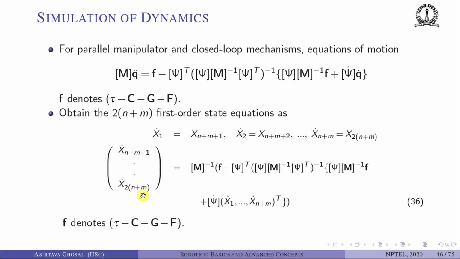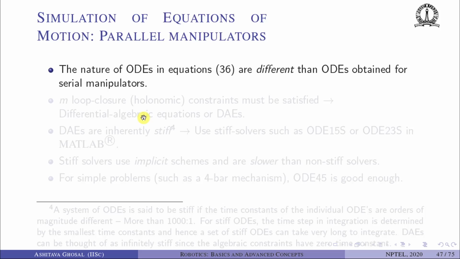The x 2n plus m dot is M inverse F minus psi transpose this matrix into psi M inverse F plus psi dot. Okay, so again F gives you tau minus c minus g minus f. This is what F denotes, where tau is given. So again we can rewrite this equation as x dot is equal to g of x comma tau, where now x is 2n plus m variables. So we have 2n plus m first order equations for parallel manipulators.